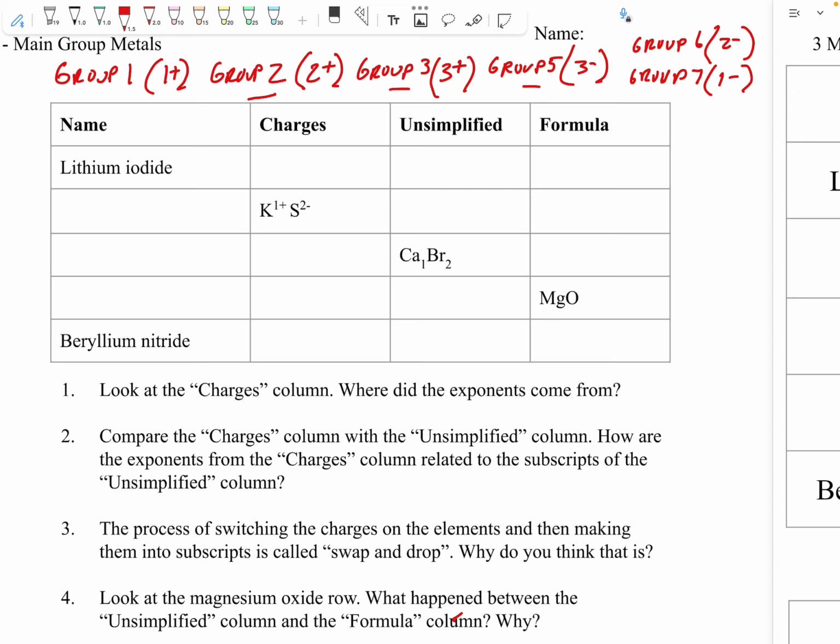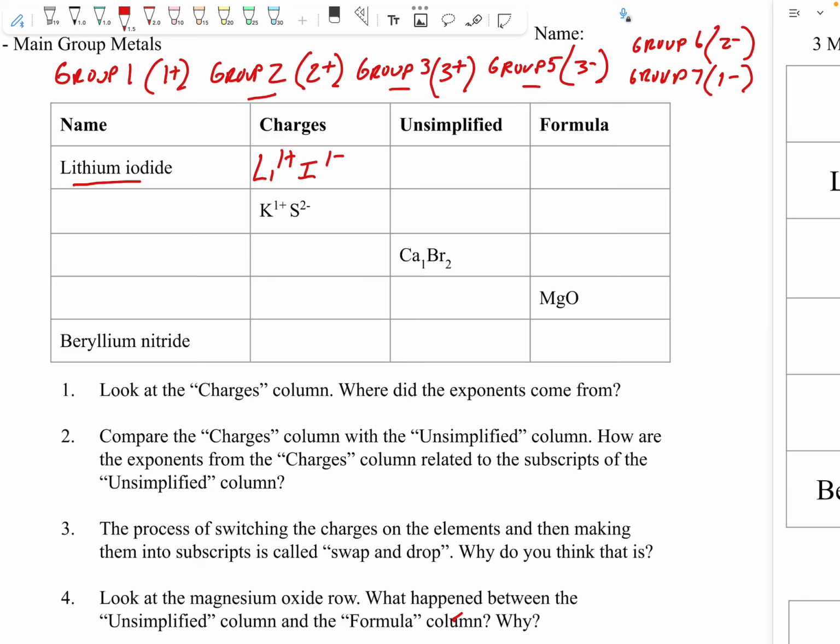So the first thing you want to do is take a look at the name, and we want to make them a formula. On this paper, the second column says the charges. Well, I know lithium is in the first group, so lithium has a 1 plus charge. Iodine, from iodide, is in group 7. It's got a 1 minus charge.